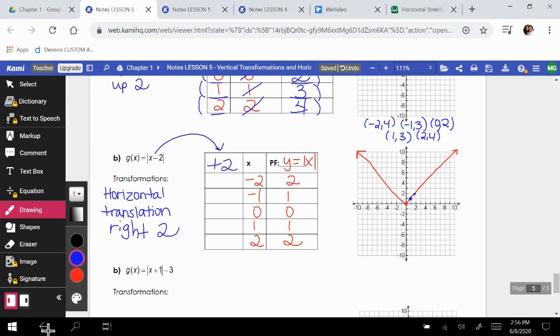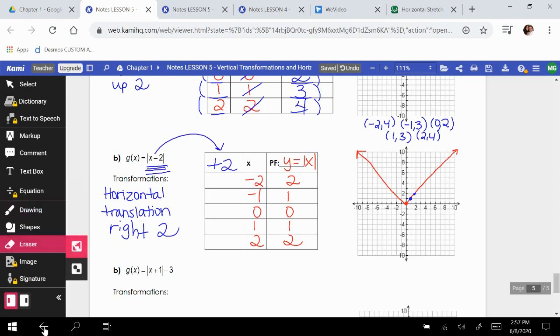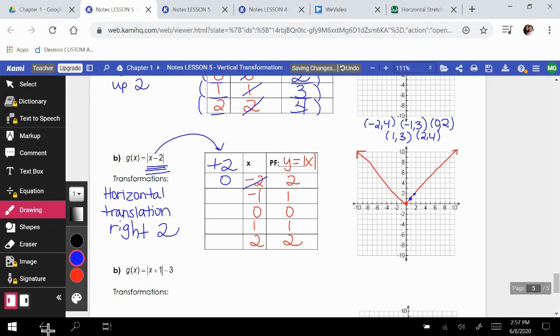Notice how weird that is, right? It looks like x minus 2 in the absolute value bars, and it's almost opposite of what you think. You have to plus 2 in the table. That's just weird, okay? Negative 2 plus 2 would be 0. That's gone. Negative 1 plus 2 would end up being 1. 0 plus 2 is 2. 1 plus 2 is 3. 2 plus 2 is 4.